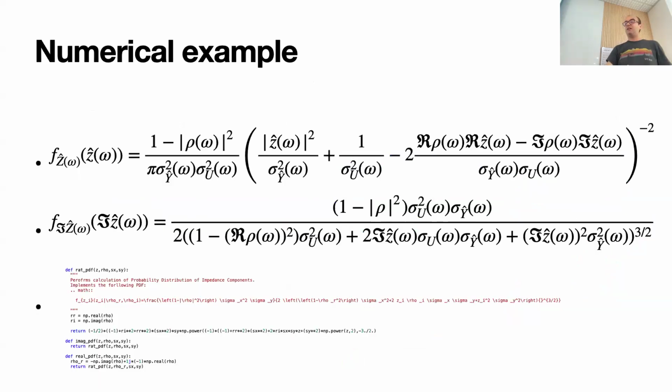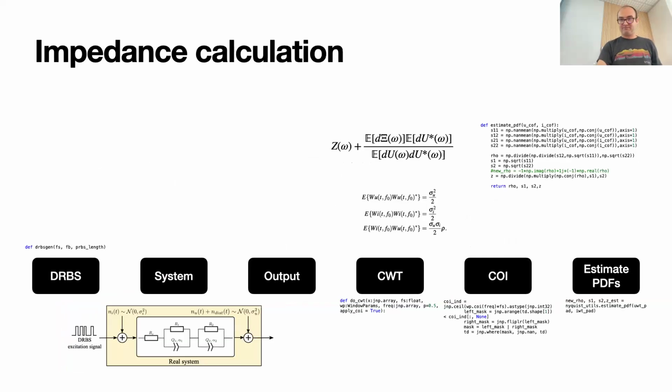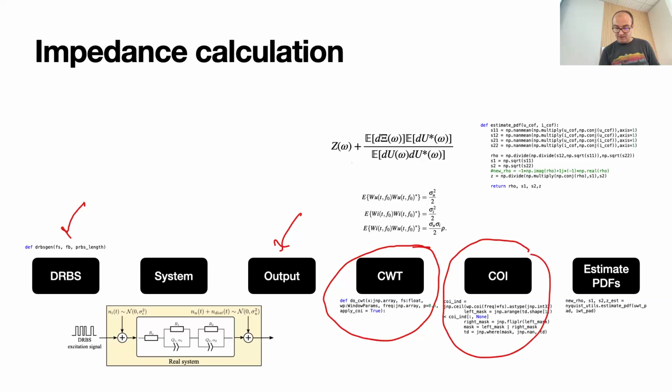So these are the formulas. This is their implementation. And what we can do now, I'm going back to my first two slides that I started with. I've shown you how we can generate these random signals. You can measure them, how we do wavelet transform, how we do confidence interval, and these are the parameters that we need to estimate the PDF.